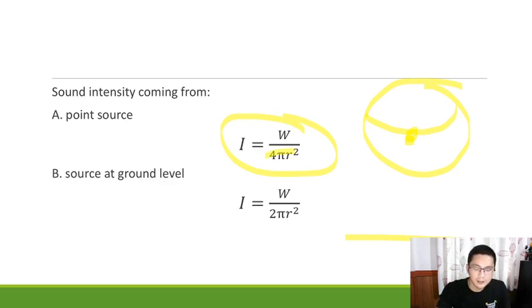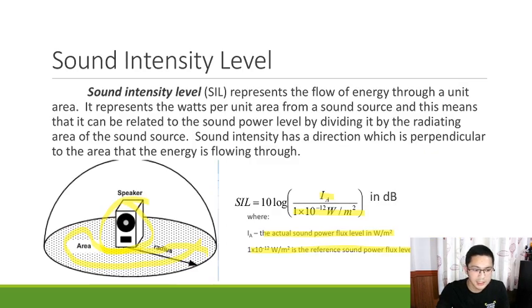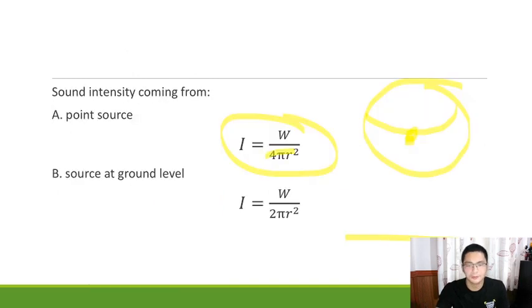Kapag naman at ground level, so meaning nasa sahig siya, so katulad nito, if that is the case, then ang kailangan mo lang, i-divide mo to sa 2. So, imbes na 4 pi r squared, 2 pi r squared na lang yung nasa baba. And that is the sound intensity kapag ang source mo ay nasa ground level.